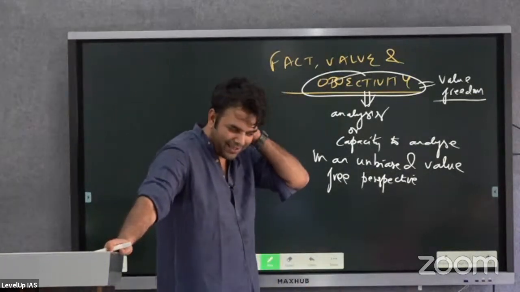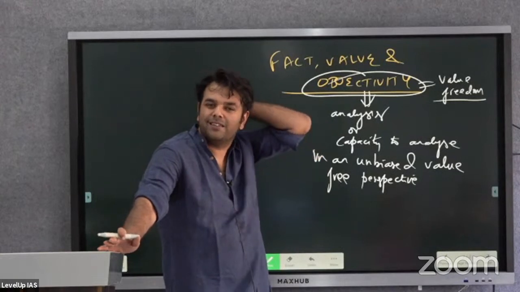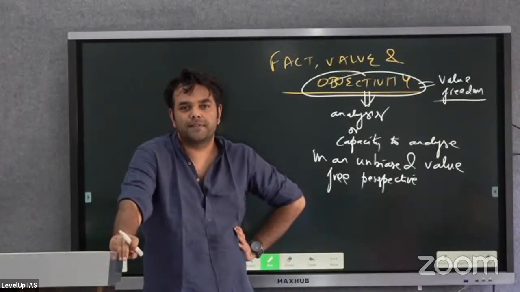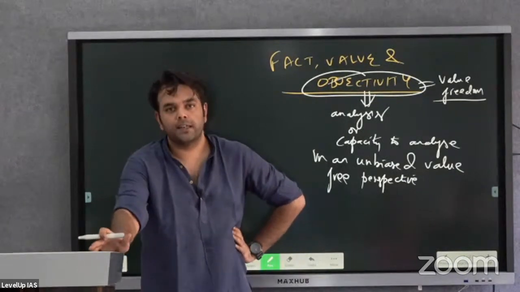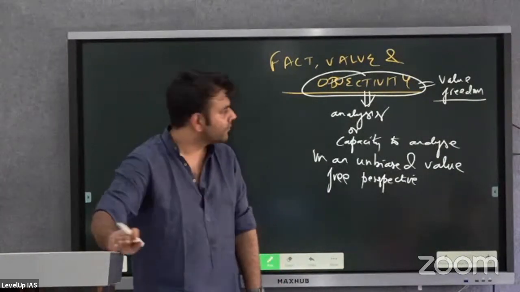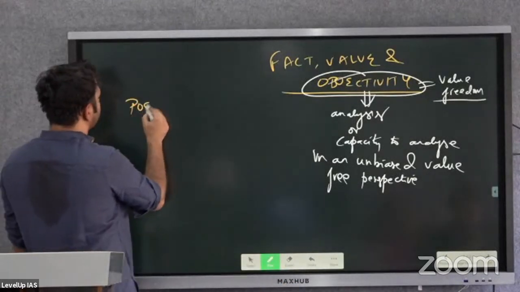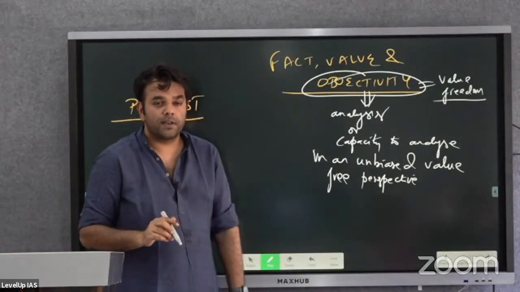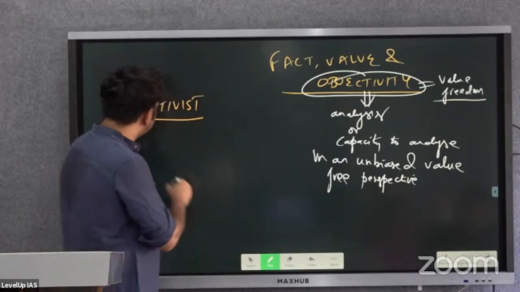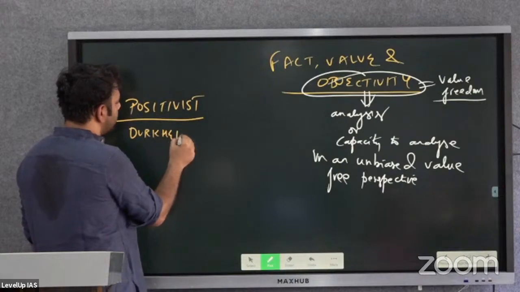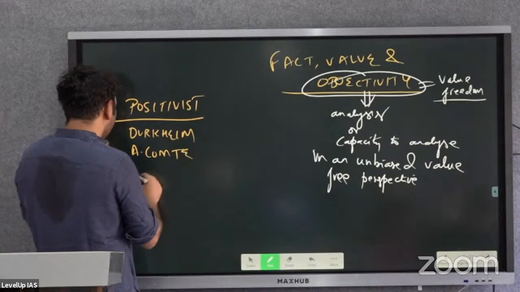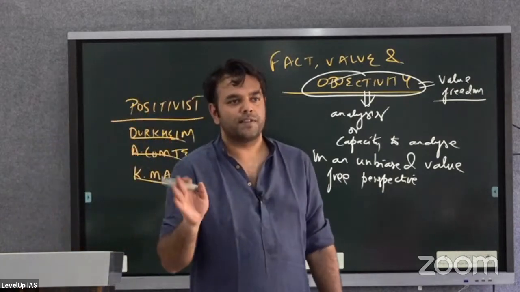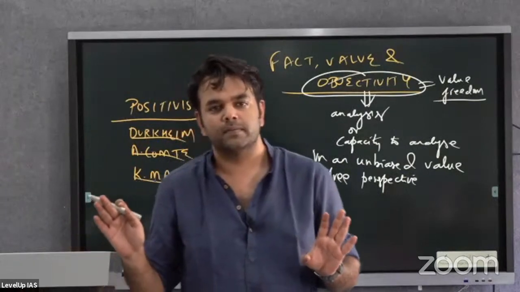Now, the question is, who wanted sociology to be based on objectivity? Positivists. They are more concerned about making science out of sociology. So they would be more concerned about objectivity. So positivists are talking about objectivity all the time. What are the examples of positivists? Durkheim, Auguste Comte, and Karl Marx. All the three claim that they are going to give scientific theories of society.